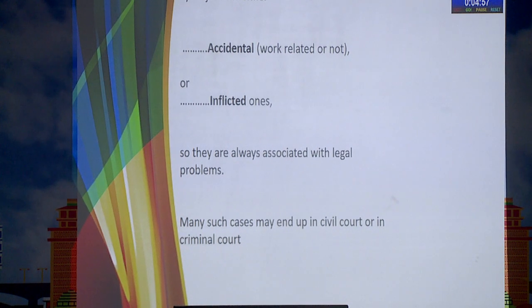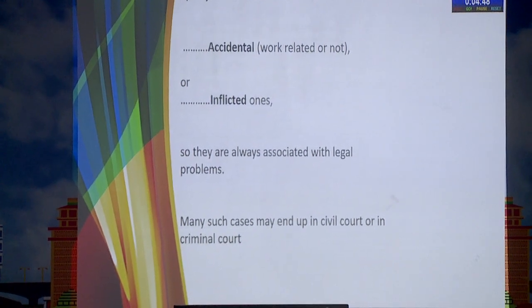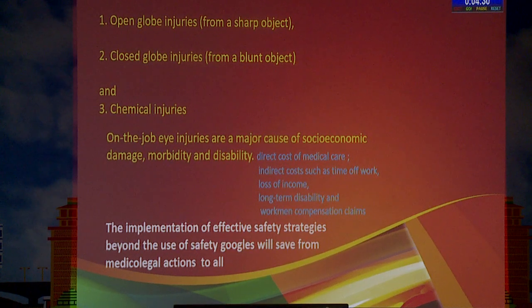Injury can be accidental or inflicted. Accidental can be work related or not work related. If it is work related, again the documentation and workup become very necessary. And if it is inflicted, because they are inflicted, they are always associated with legal problems, and in most cases they land up in court or the criminal court. So you have to be extra cautious. The injuries, as per classification, can be open globe injury, closed globe injury and chemical injury.